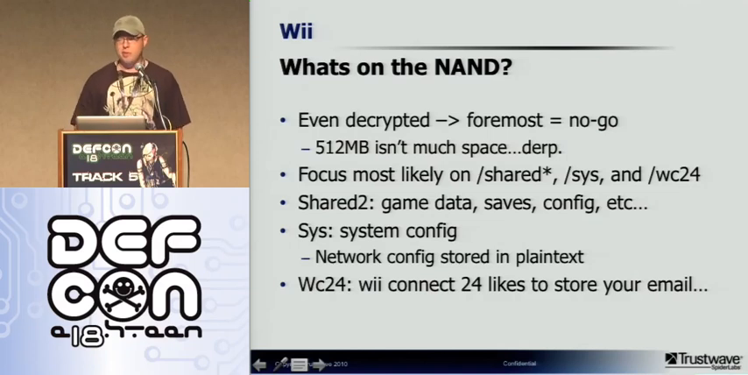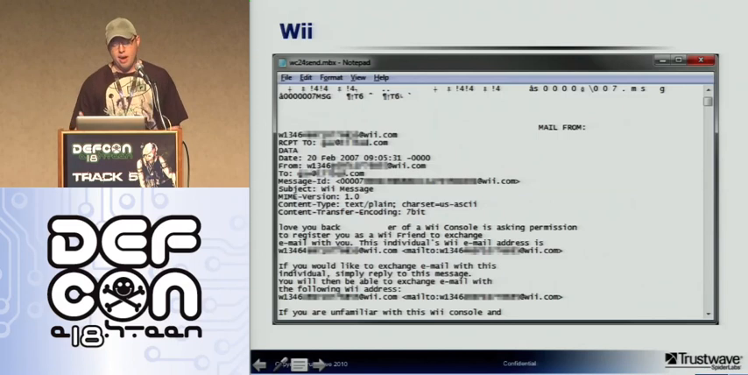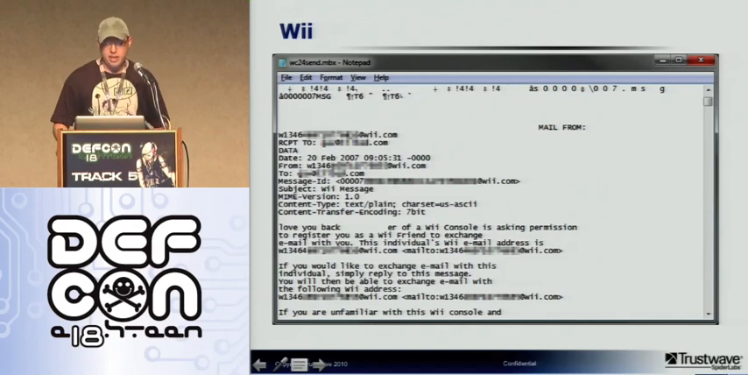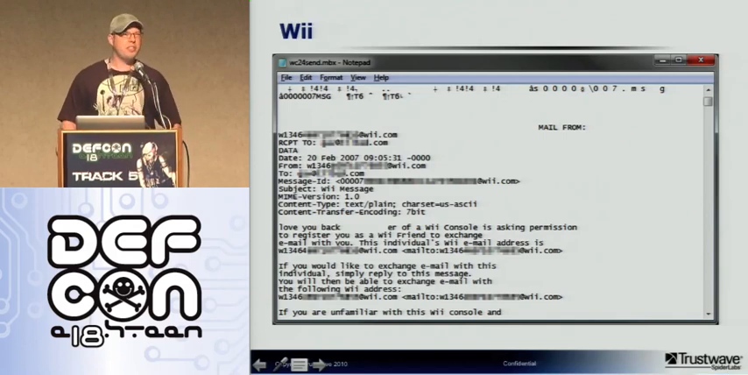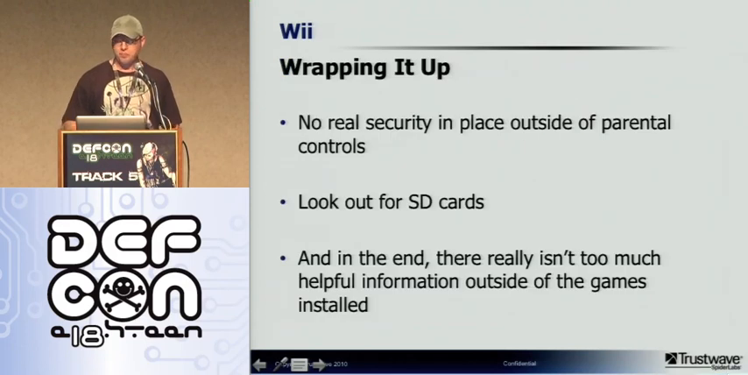And WiiConnect24, for some odd reason, likes to store your email. Now, the Wii I have, I bought used from somebody else. I don't know who thought it'd be a good idea, but it will store emails, sent and received. So here, from the previous owner, you can see that he and his girlfriend were talking, because I know the guy and his girlfriend. She's like, hey, I love you back. Why it stores email, I couldn't tell you, but it is on there. And I guess forensically, if you're doing a forensic investigation, I don't know anybody who really uses the Wii to communicate, but I guess the possibility always exists, right?